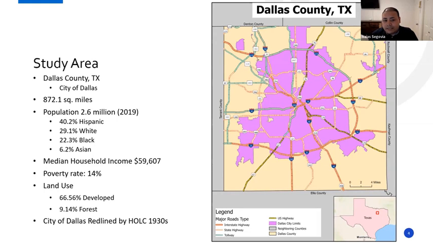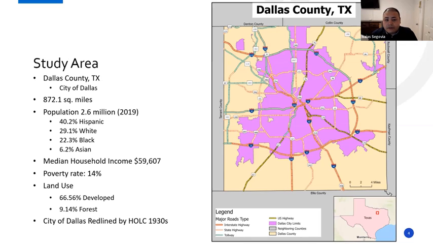Dallas County is located in Texas. It has the 8th largest city, which is the city of Dallas. Dallas County has an area of 872 square miles and a population of 2.6 million people as of 2019. The population is broken down to 40% Hispanic, 29% white, 22% Black, and 6% Asian. The county has a median household income of $59,607 and a poverty rate of 14%.